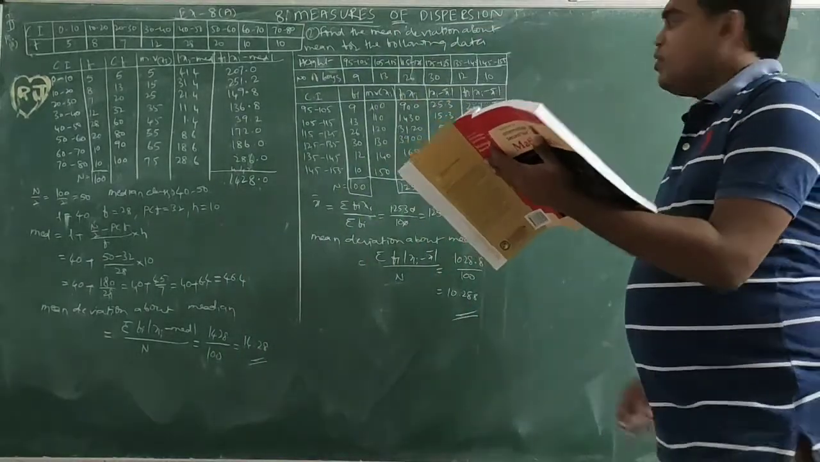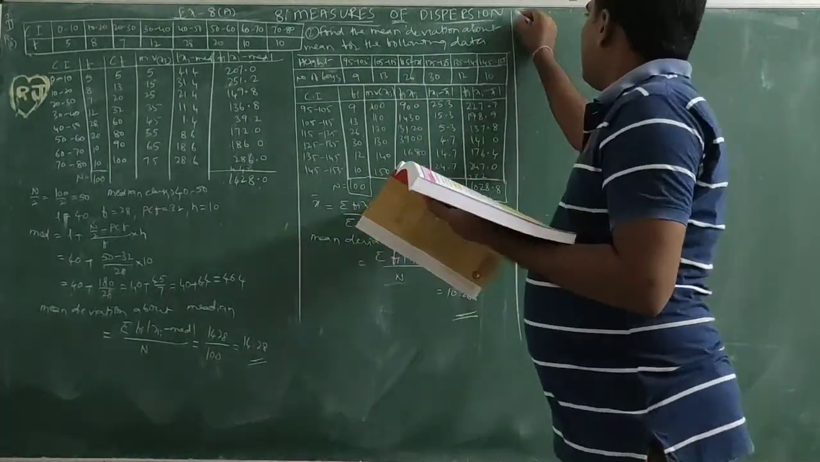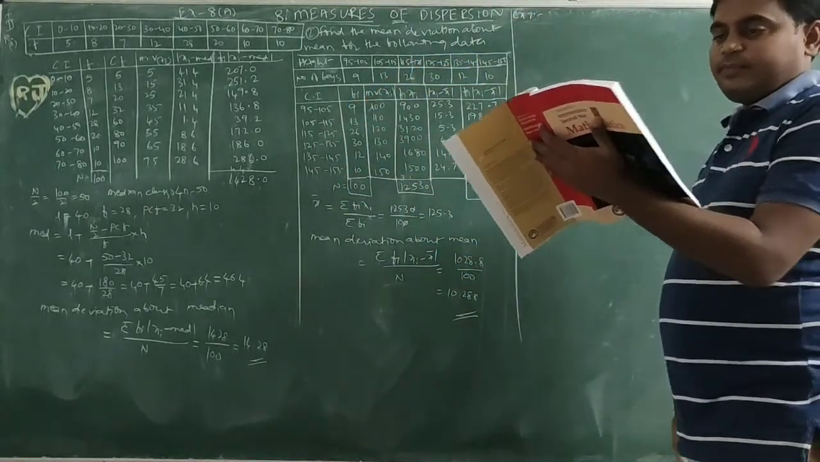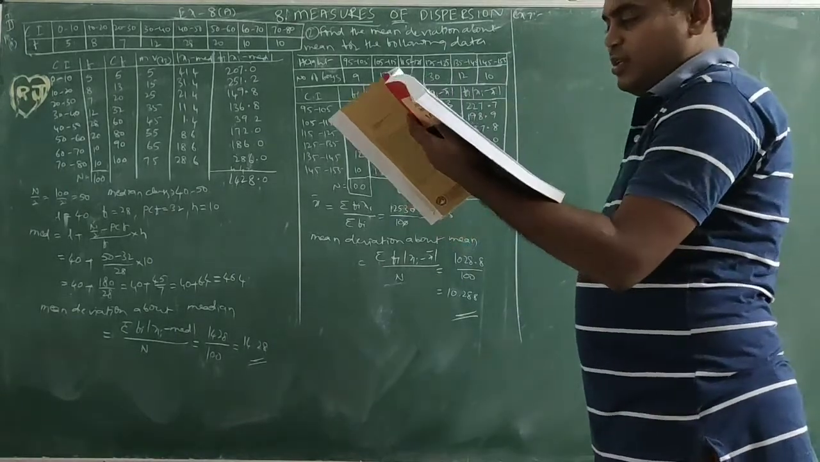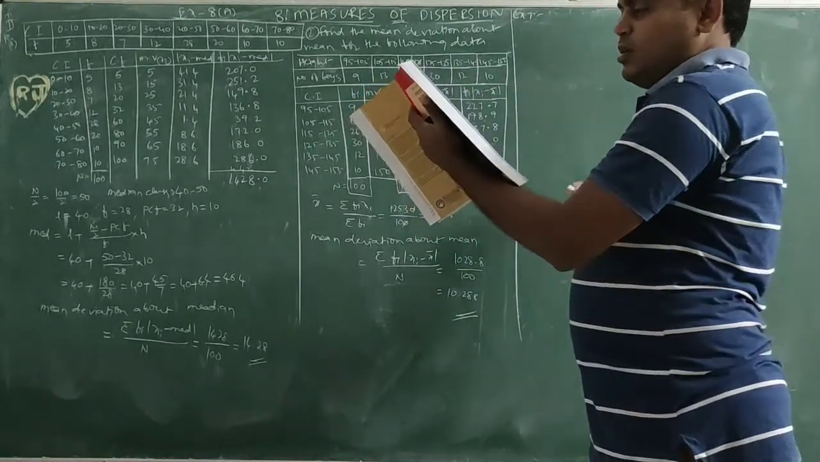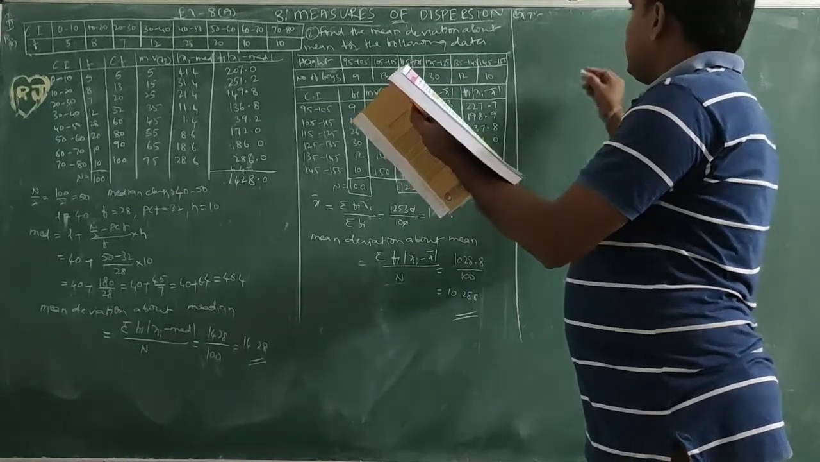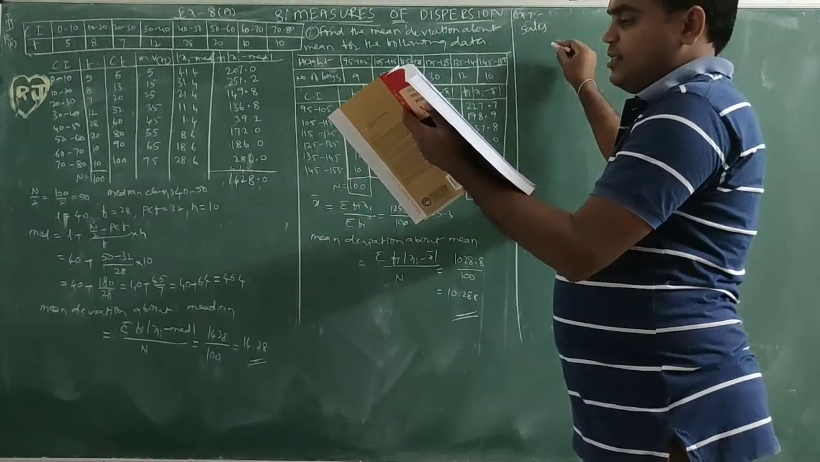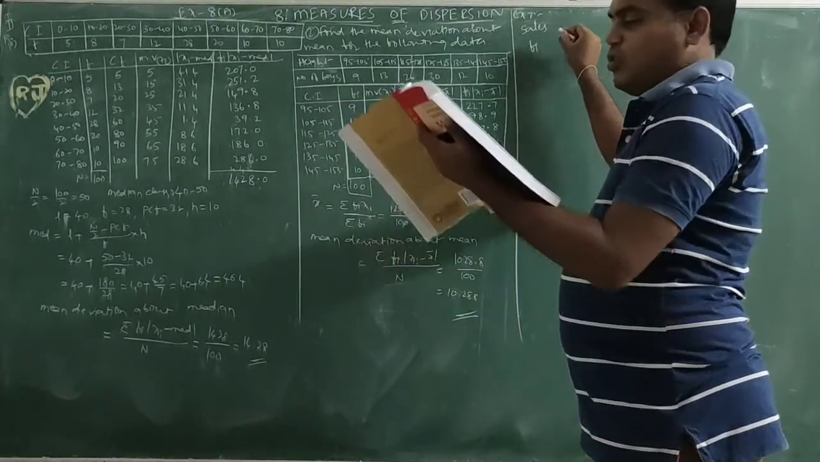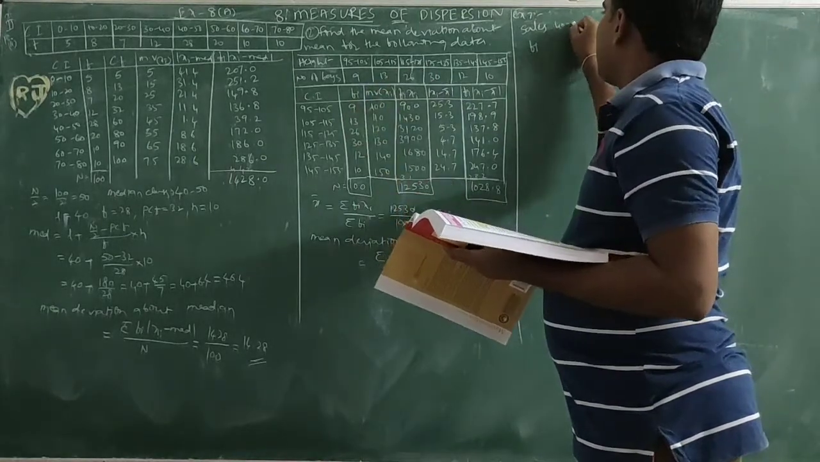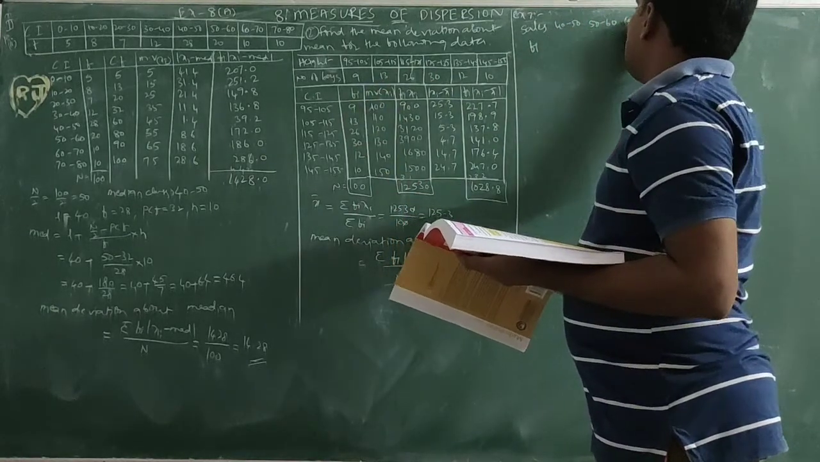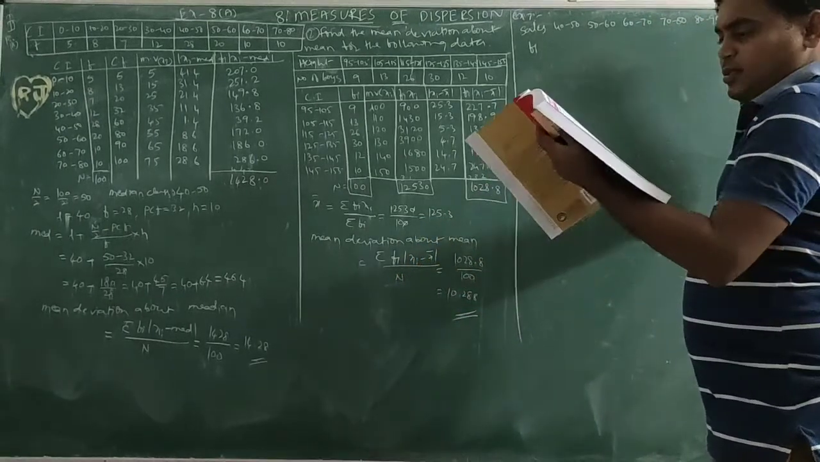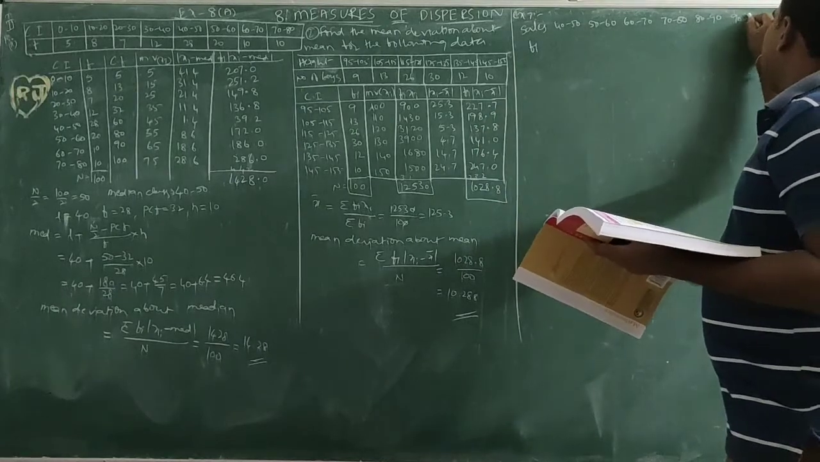Mean deviation about mean. Example 7. For example 7, find the mean deviation about mean. The table shows sales and frequency, the number of companies. Sales: 40 to 50, 50 to 60, 60 to 70, 70 to 80, 80 to 90, 90 to 100. So these are the sales.